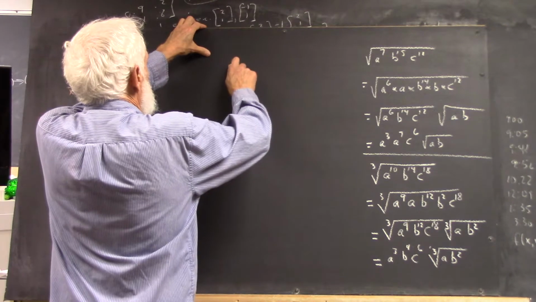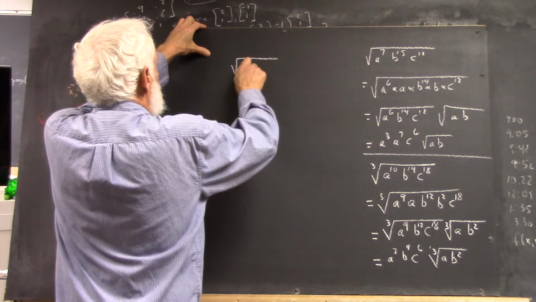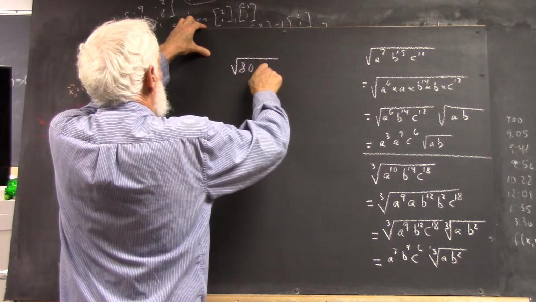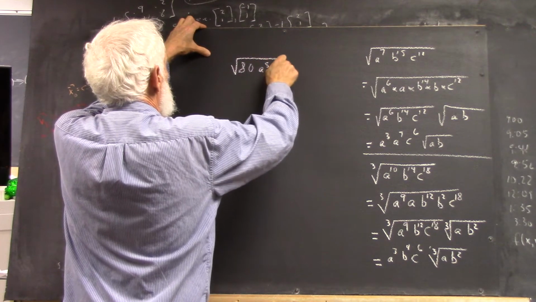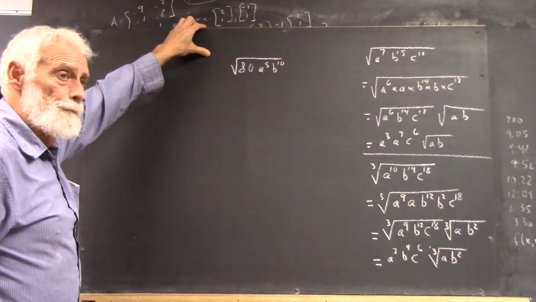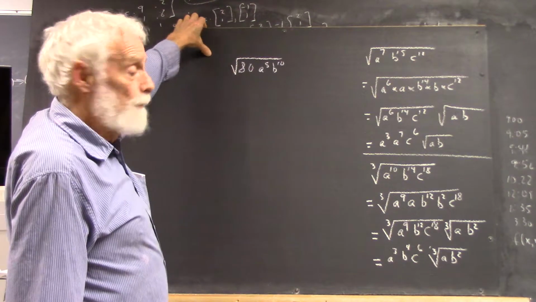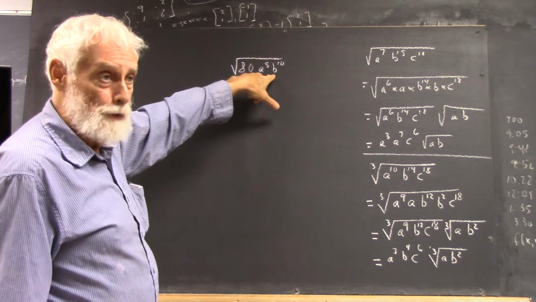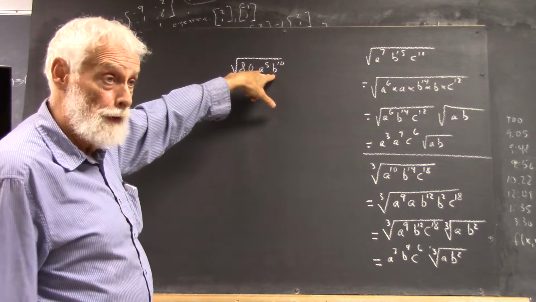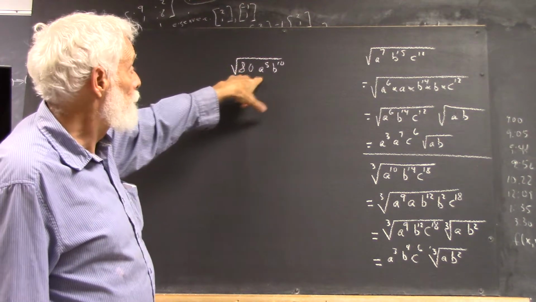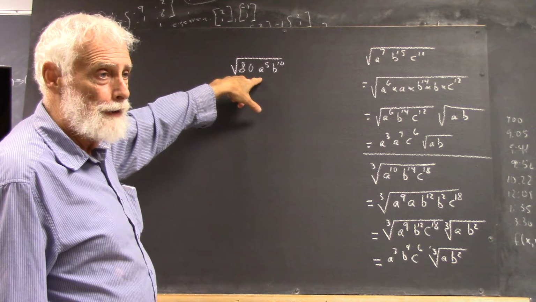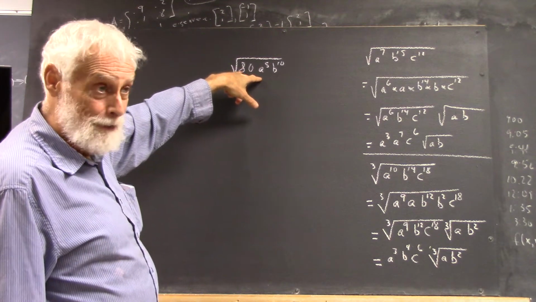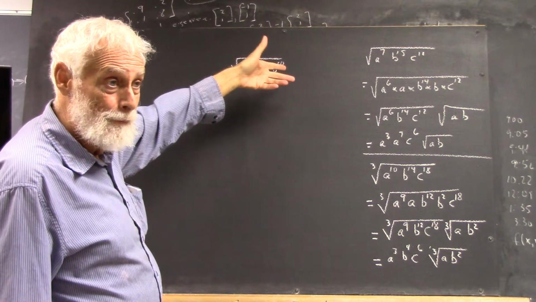So let's take something like the square root of 80, a to the 5th, b to the 10th. Now, from what we've just done, you can look at this and say, well, the square root of b to the 10th is going to give me a b to the 5th, right? The square root of a to the 5th, well, I've got to break that down to a to the 4th times a and go from there, right?